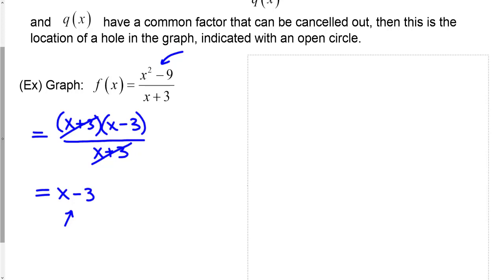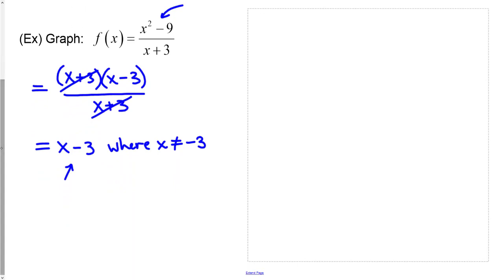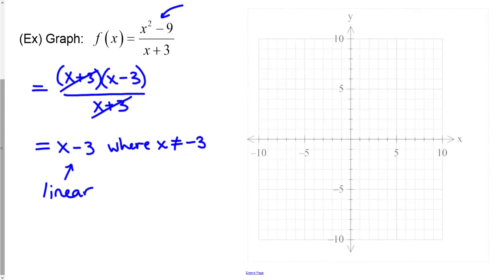So in order for me to be able to say that f of x is equal to x minus 3, I have to be very careful, and I have to also say where x does not equal negative 3. Because that basically says for every other value of x, they agree. But at negative 3, they don't agree. Now, the function y equals x minus 3, that is the form of a linear function. And if we graph that, so let me come over here on a graph, then here's what that will look like.